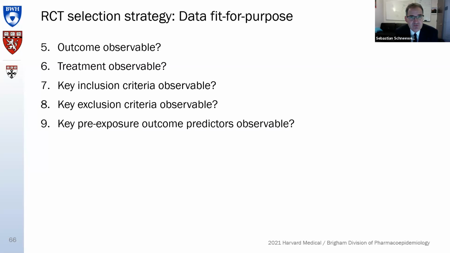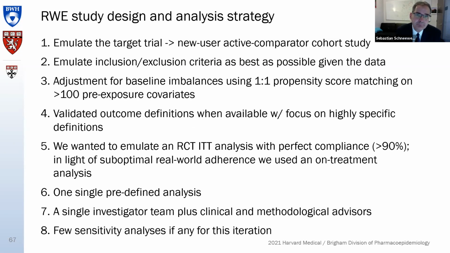In the trial selection strategy, very quickly we were focused on the fit for purpose of the claims data that we have to even be able to emulate the measurements that are necessary to emulate the randomized controlled trial. Is the outcome observable and measurable with decent specificity? Is the treatment observable? Key inclusion exclusion criteria observable? Can we mimic the study population therefore? And are the pre-exposure confounding factors observable in order then to overcome the lack of baseline randomization?